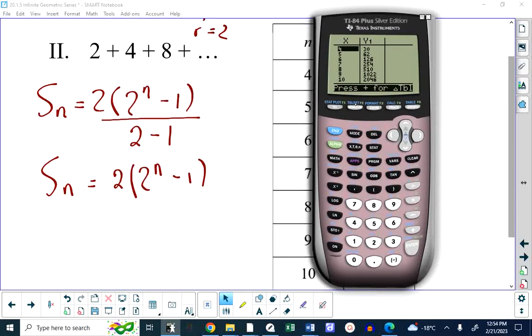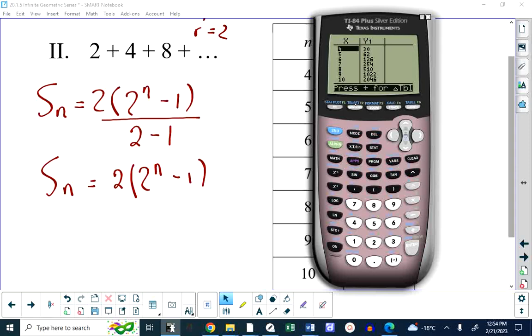Would everybody agree, looking at the screen, that the fourth term is 16? 2, 4, 8, 16 is the fourth term. Can you please add up 2 plus 4 plus 8 plus 16? Figure out what 2 plus 4 plus 8 plus 16 is. You get 30, don't you? Okay, well that's why S4 is 30.